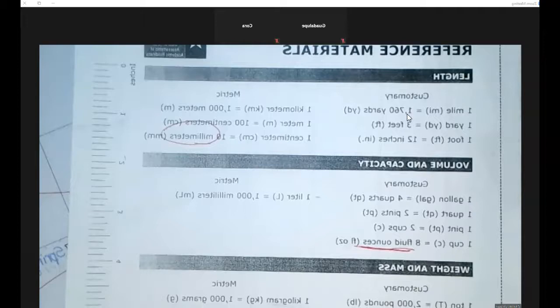Fluid ounces is used to measure what? Fluid ounces. Allie, what could fluid ounces be used to measure? Water, she says. Y'all agree? Yes. Medicine. Fluid ounces could be used for apple juice. Okay, good.